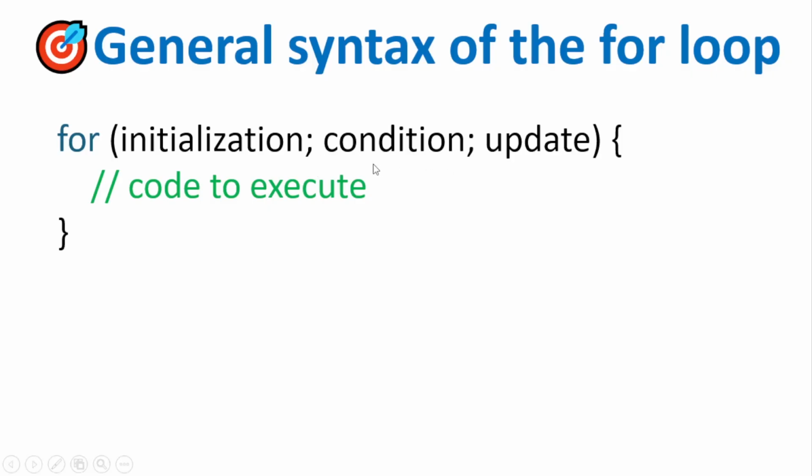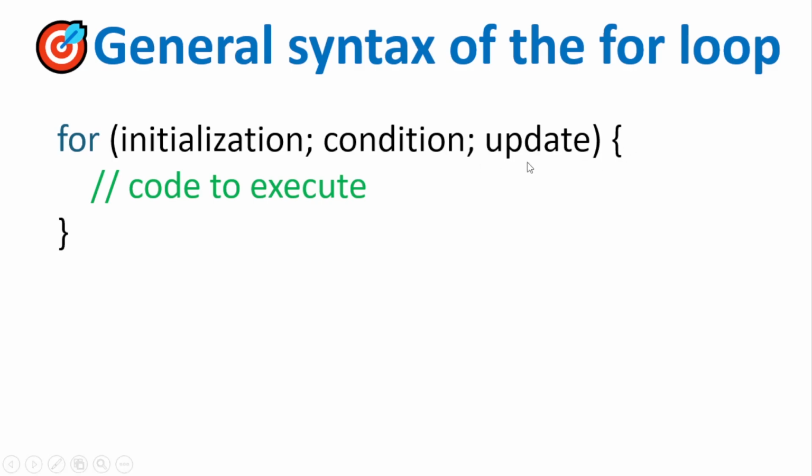Condition. This part is a Boolean expression that is evaluated before each iteration of the loop. If the condition is true, the loop body executes. If the condition is false, the loop terminates. Important: if the condition is initially false, the loop body never executes.